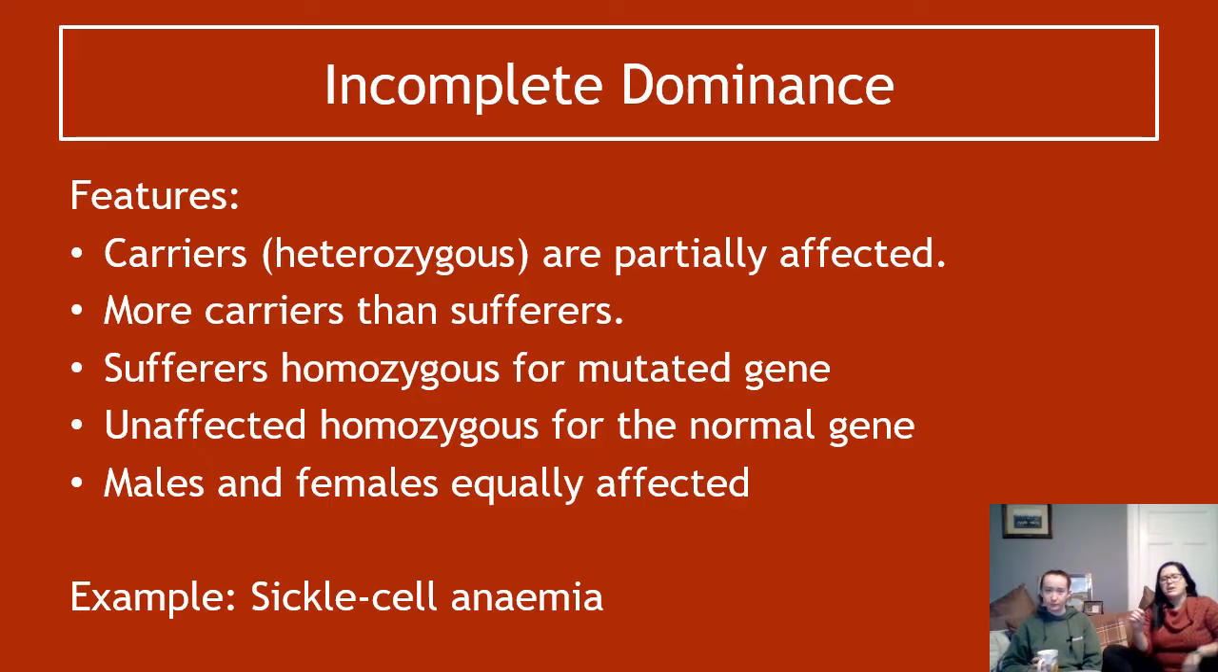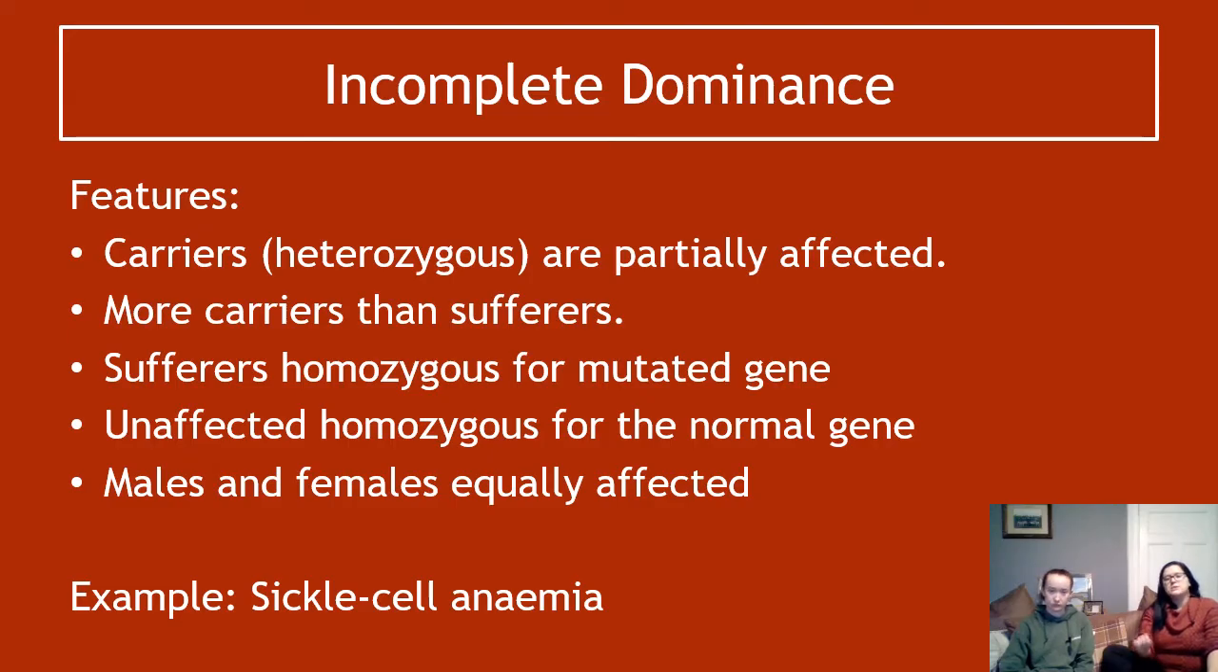But that's because, again, you have a healthy gene, you have an affected gene, you get a half healthy, half affected person. There are more carriers than sufferers. Now, that's just statistically it's more likely you're going to end up with a mix of the characteristics than two identical characteristics.